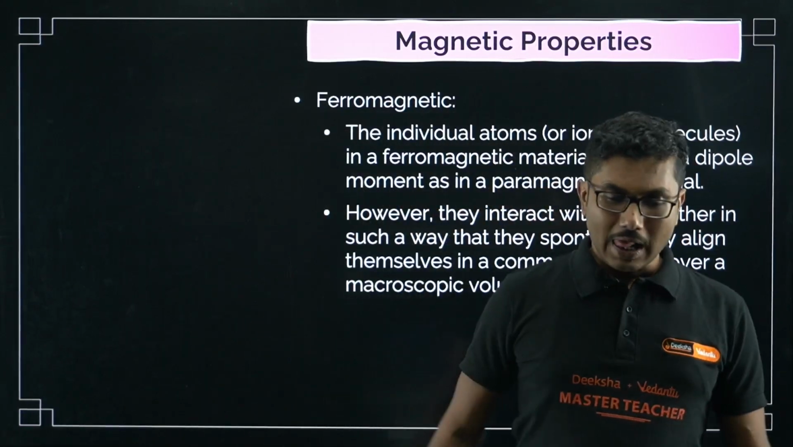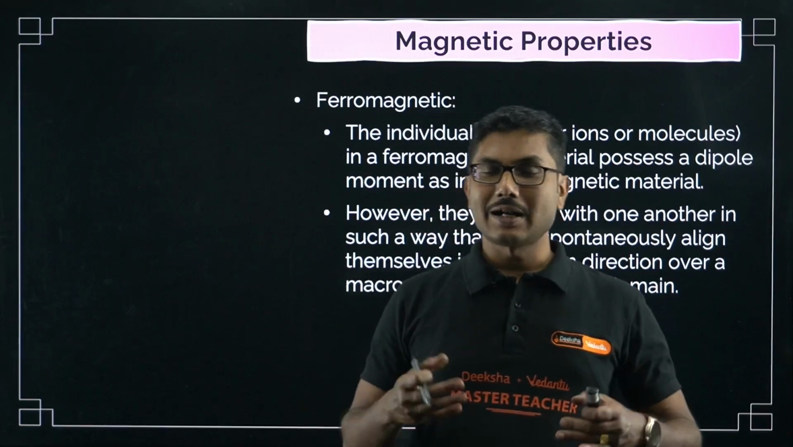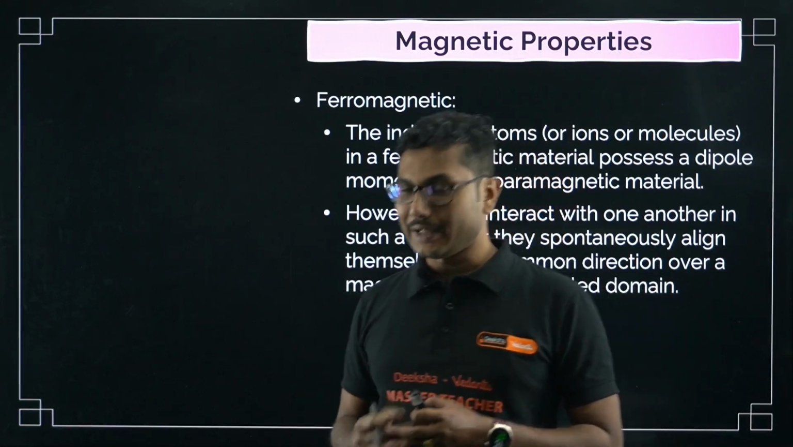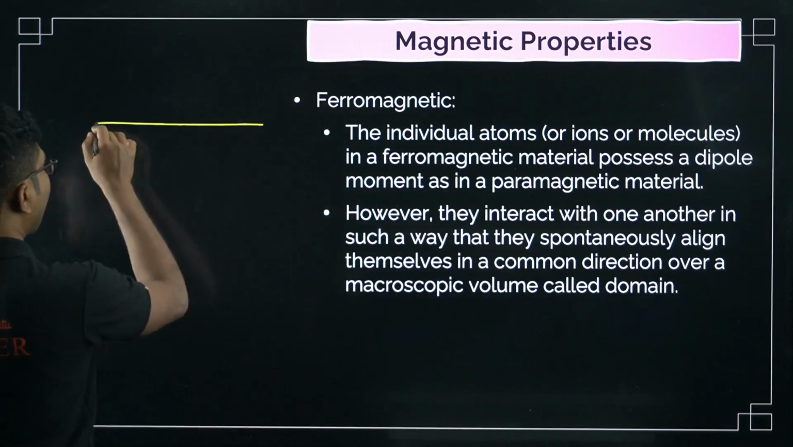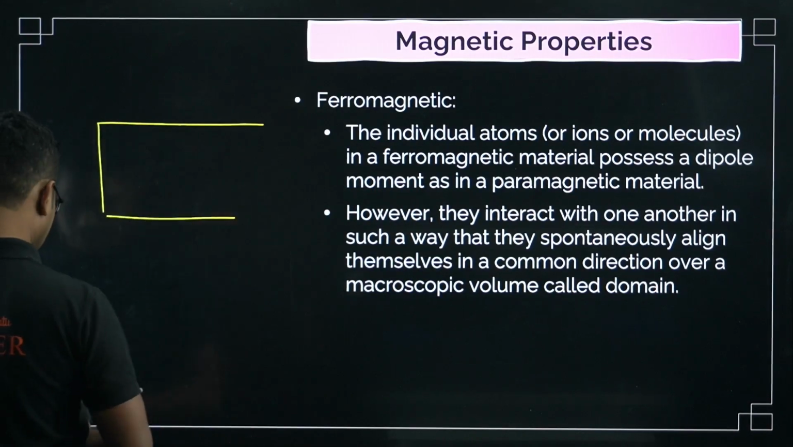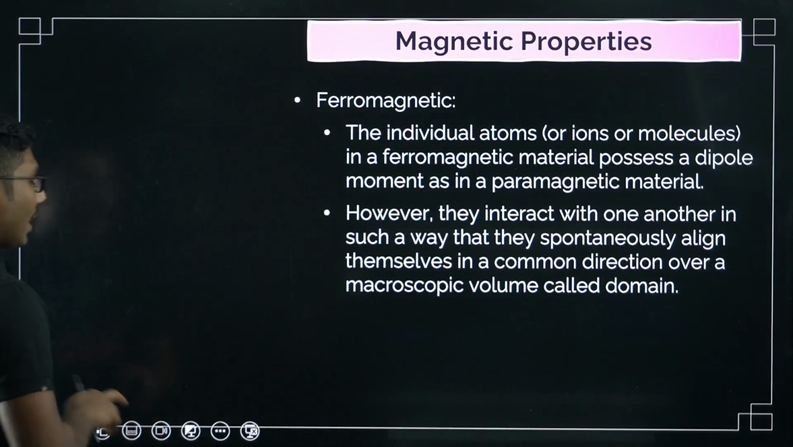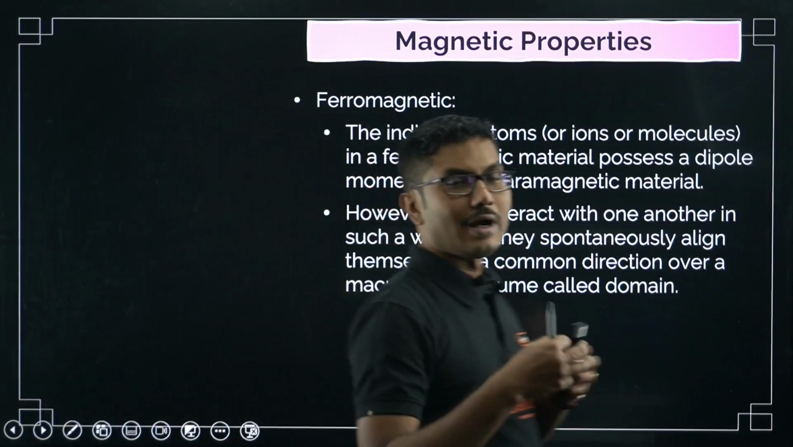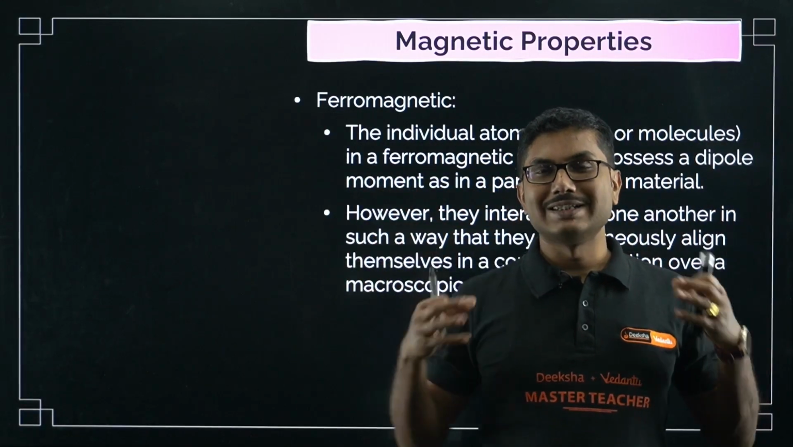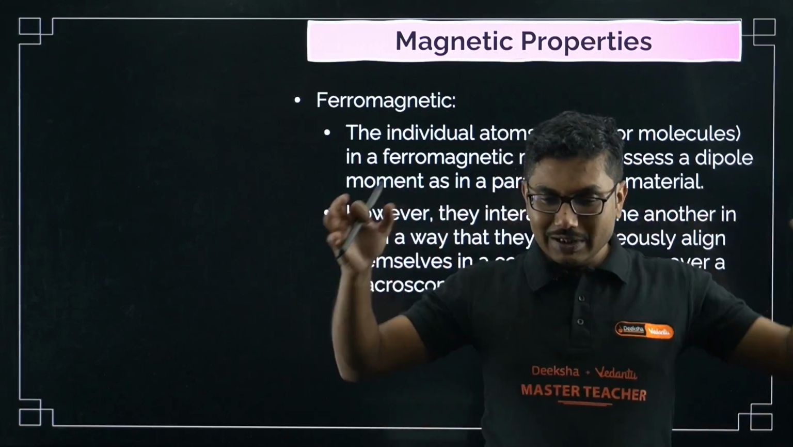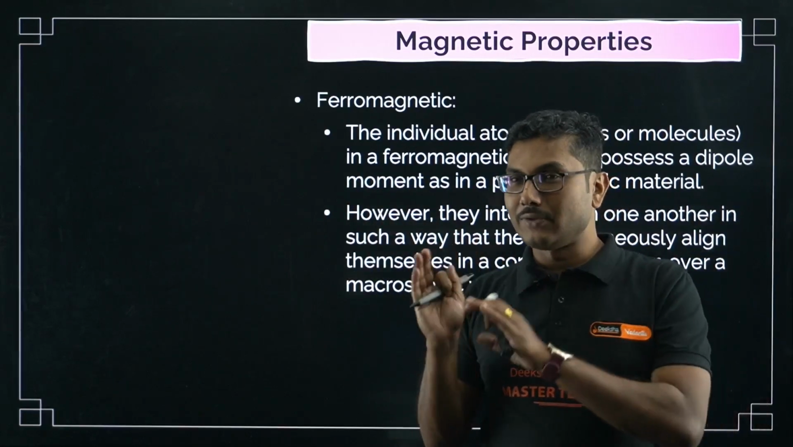Now in the case of ferromagnets, they are not restricted to the atoms. That is the basic difference. Their atomic magnetic moments align in a particular region. They all align in a particular direction.